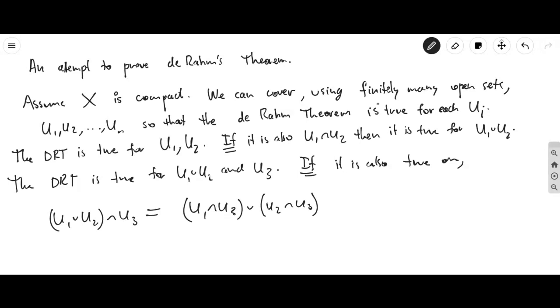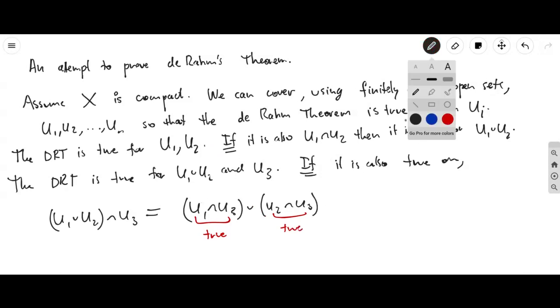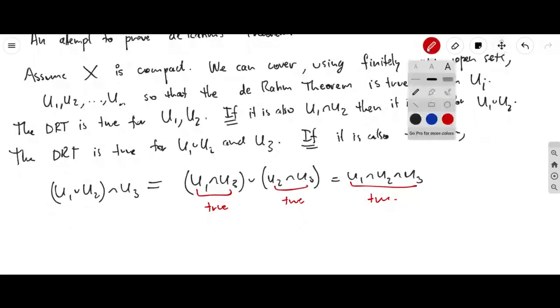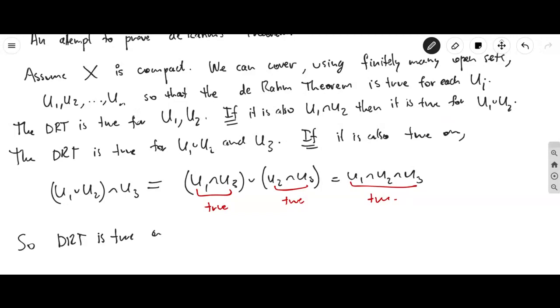Okay, so this is true. We're assuming that they intersect in a way so the de Rham theorem is true. This one is true. And when you intersect them, you get a triple intersection, right? We're assuming that as you keep on intersecting them, the de Rham theorem continues to be true, no matter how many times you intersect them. So then it would mean that the de Rham theorem is true on this intersection, and so by the lemma that we've just proven, the de Rham theorem is true on this union.